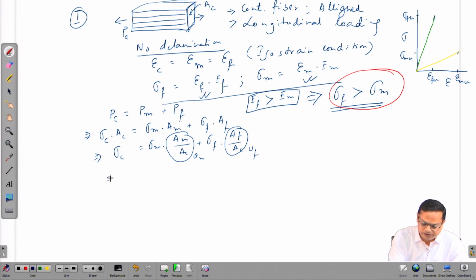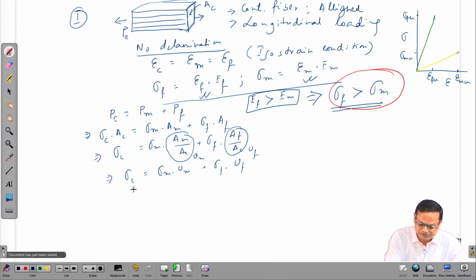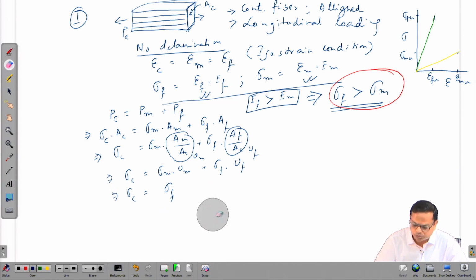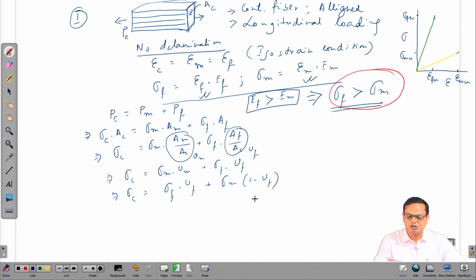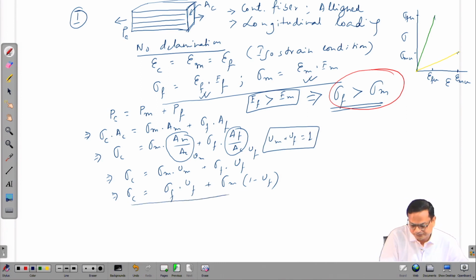So, you can write sigma c is equal to sigma m into V m plus sigma f into V f, or you can also write it like this: sigma c is equal to sigma f multiplied by V f plus sigma m multiplied by 1 minus V f, because V m plus V f is equal to 1. So, we get this one, all right.